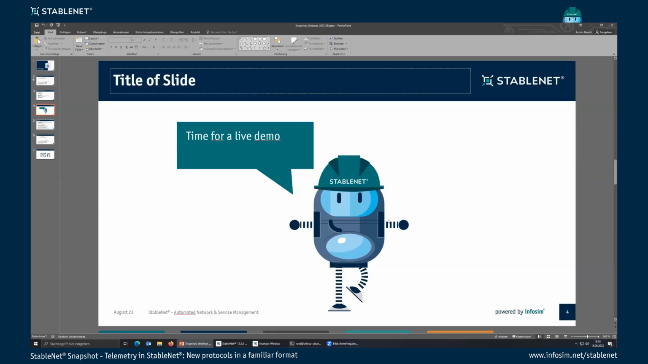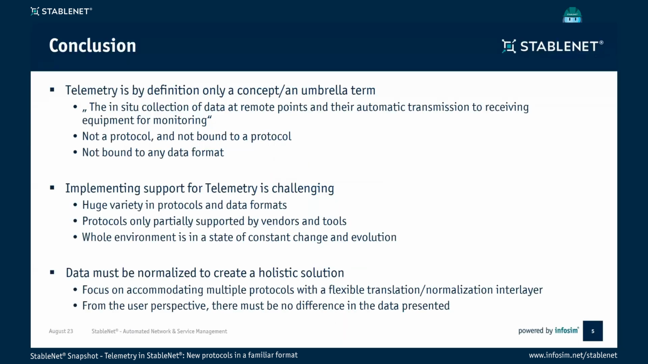We are now coming to a conclusion. Our conclusion is that telemetry, as opposed to SNMP, is by definition only a concept or an umbrella term. I have added a quote here, which pretty accurately defines telemetry as the in situ collection of data at remote points and their automatic transmission to receiving equipment for monitoring. That is telemetry, not more and not less.